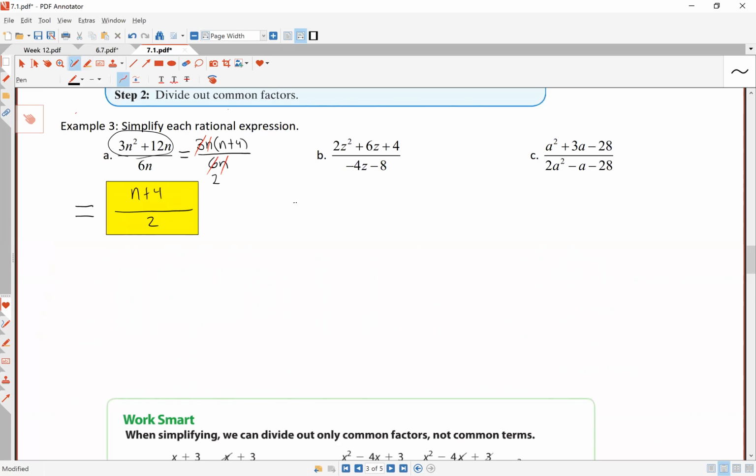Letter B, you factor out a 2 from the numerator. And in the denominator, I taught you several times that when it's a leading term of a negative, go ahead and take out the negative leading coefficient, negative 4. And that'll leave us with a z plus 2.